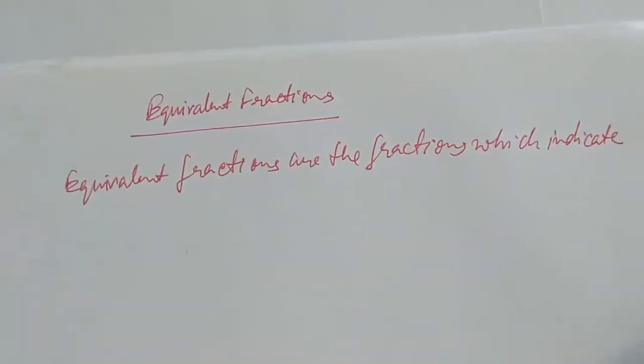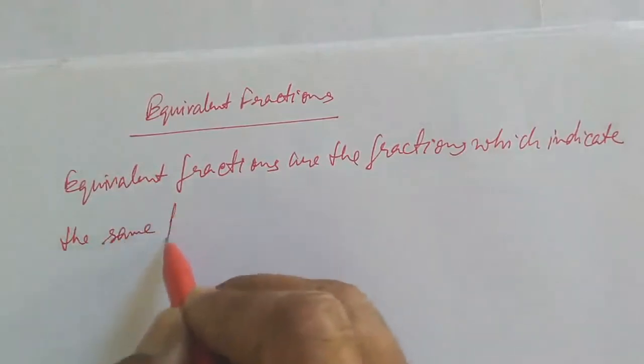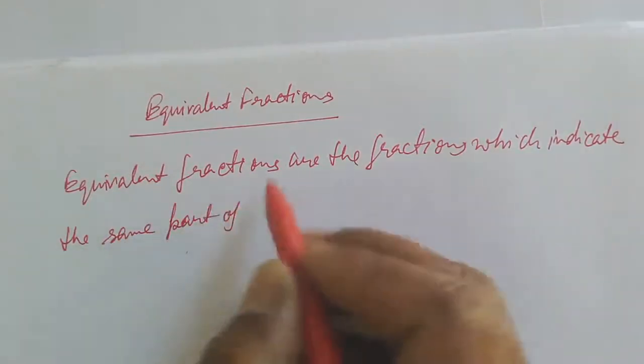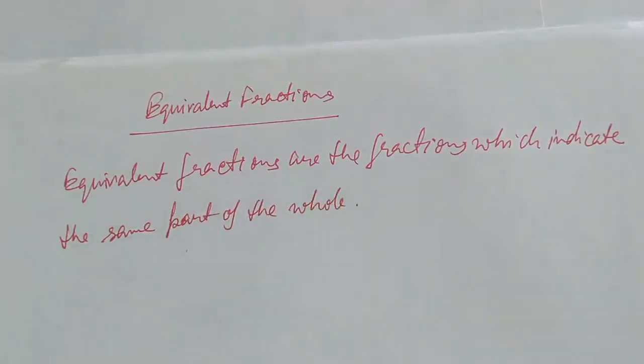Equivalent fractions are the fractions which indicate the same part of the whole. It means that we can be dividing something which is whole into several parts and in several different manners, and we may be selecting a few parts out of the total parts, and the fractions formed in this way might be looking different but they will be actually equivalent.